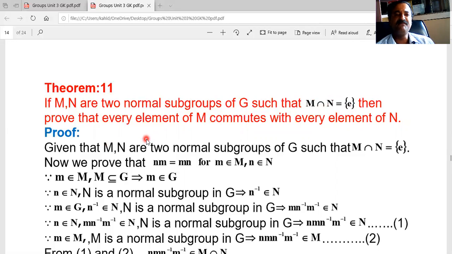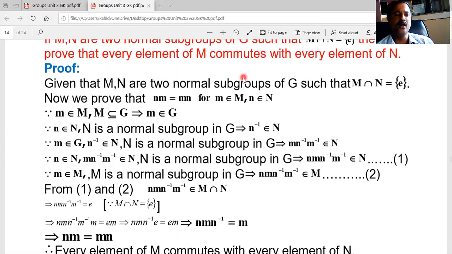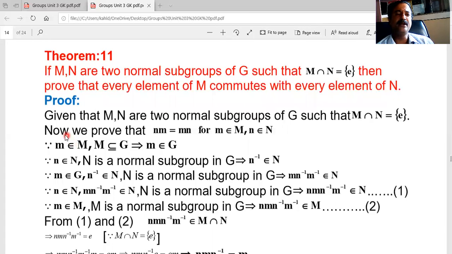Then prove that every element of M and every element of N, that means each and every element of M and each and every element of N, must satisfy the commutative law. That is commutative law or abelian law, whatever it may be, the same one. Now for that, I am writing the proof. What is given: M and N are two normal subgroups of group G such that M intersection N is equal to singleton {e}. That means the only common element between M and N is e. There is no other element which lies in both M and N.